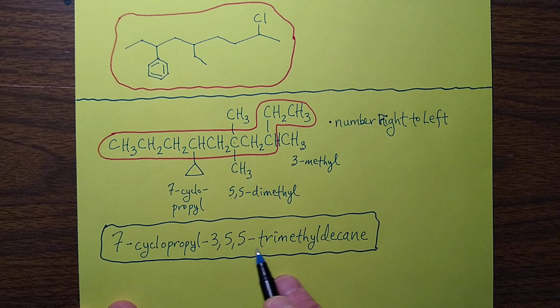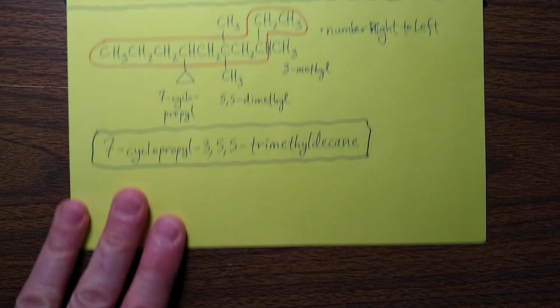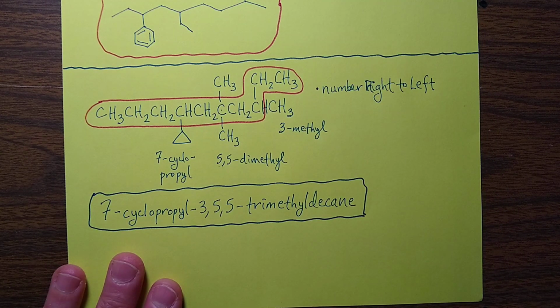7-cyclopropyl 3,5,5-trimethyldecane. Notice when I say the name, I don't say dash, comma, etc. That's implied that that's there. But you can see all these names have the same format. Dashes and commas used in the same way.